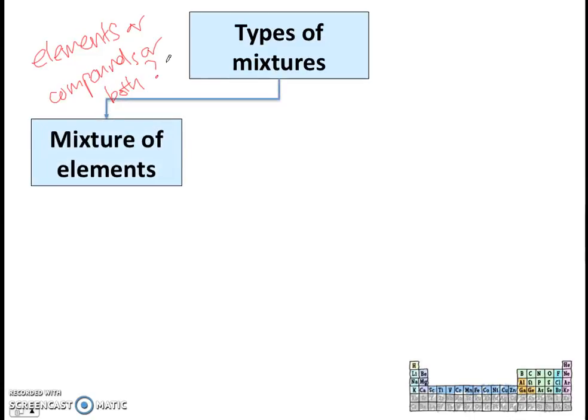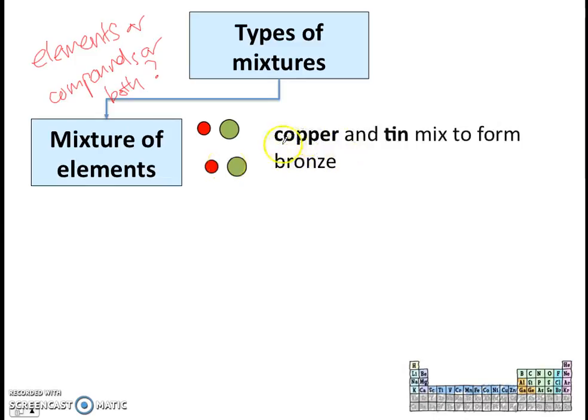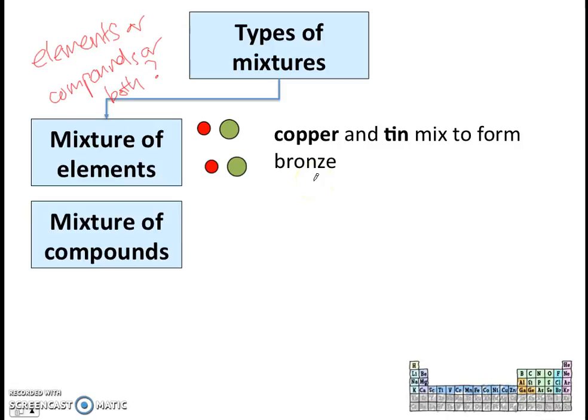Firstly, we have mixtures of elements, which can be represented in this way. Here we see the red color balls represent one element, and the green color balls represent a second element, and they're mixed together, but they're not combined. So for example, we could have copper, an element, mixed together with tin, another element, to form a mixture called bronze.